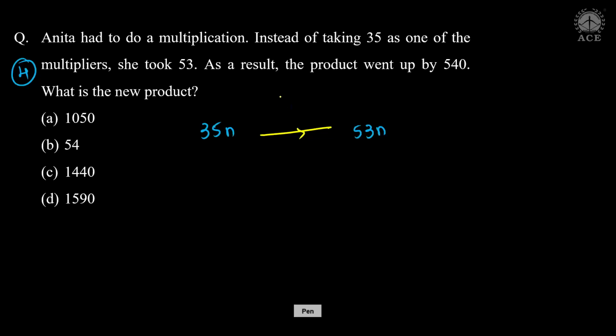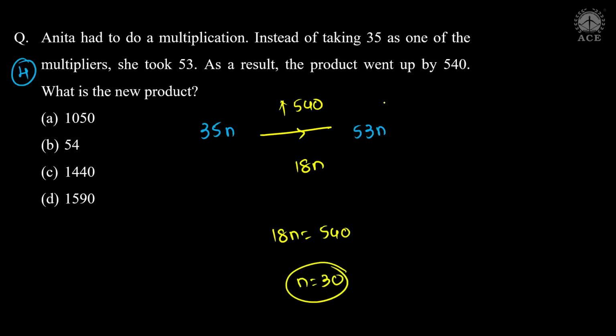Here, how much amount increased, my dear friends? Product is increased by 540. How much it is increased is 18n. 18n is nothing but equal to 540. n is nothing but equal to 30. This is the new product, they're asking about the new product. New product is nothing but equal to 53n. So 53 into 30, my dear friends, which is nothing but 1590. The new product is nothing but 1590.